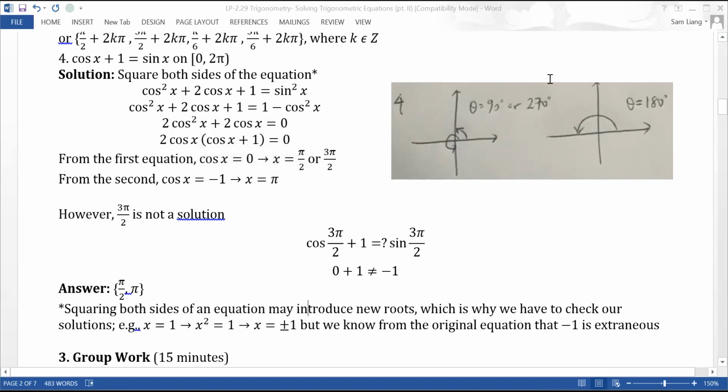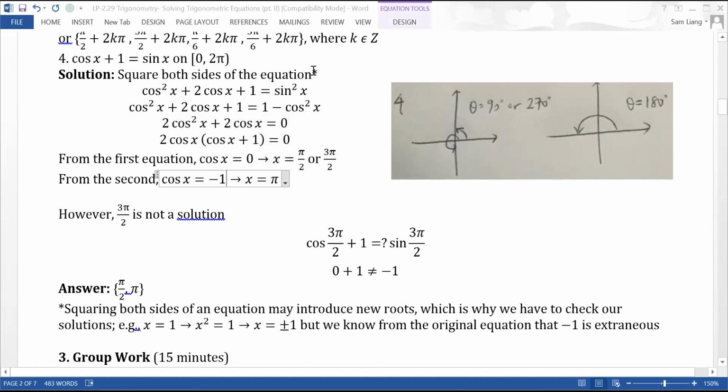From the second equation, we get cosine x is negative 1. And for that angle, it's going to be x equals pi, which is 180 degrees as shown here in the diagram. But note here that 3 pi over 2 is not a solution. So for that, let me get to the note.